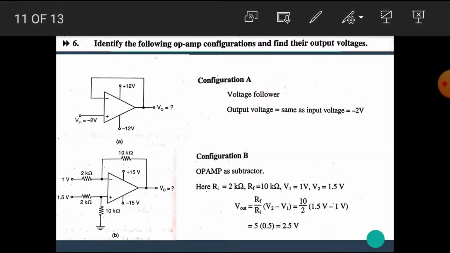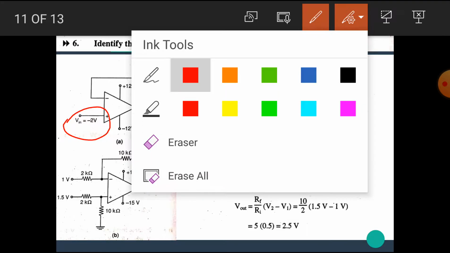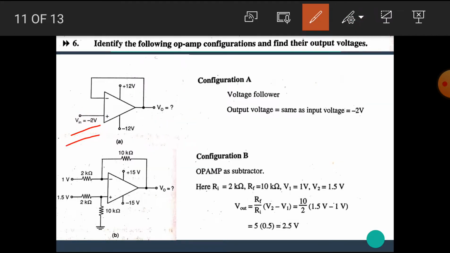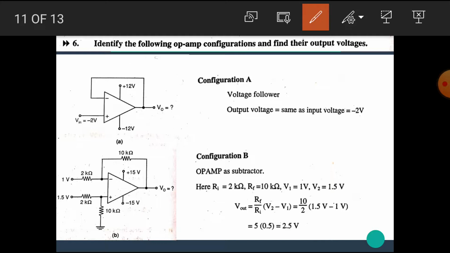Now let's see next. Here in this diagram we can see it is a voltage follower, and in this case the value of input voltage is equal to the value of output voltage. The value of input voltage is minus 2 volt, hence its output is also minus 2 volt. Okay, now let's see the next configuration.